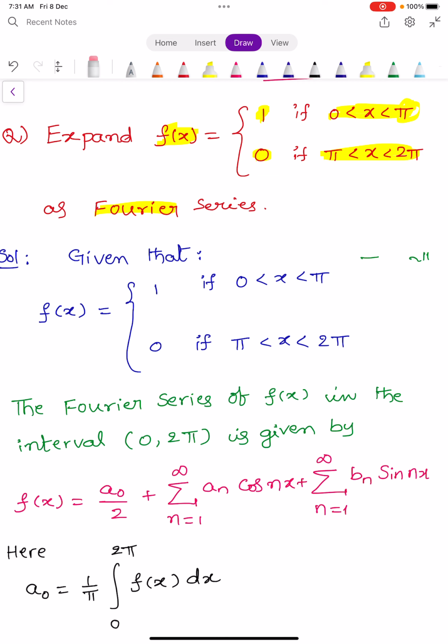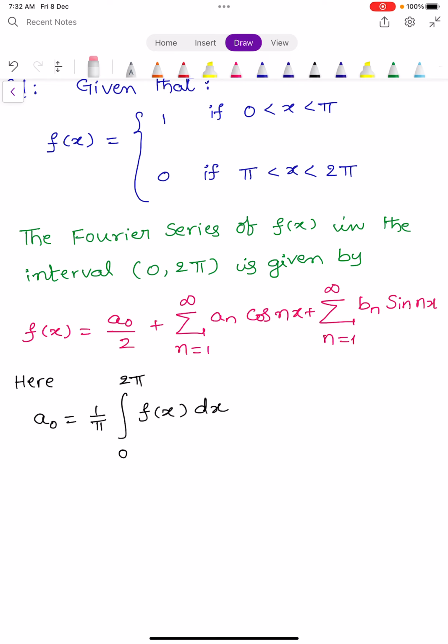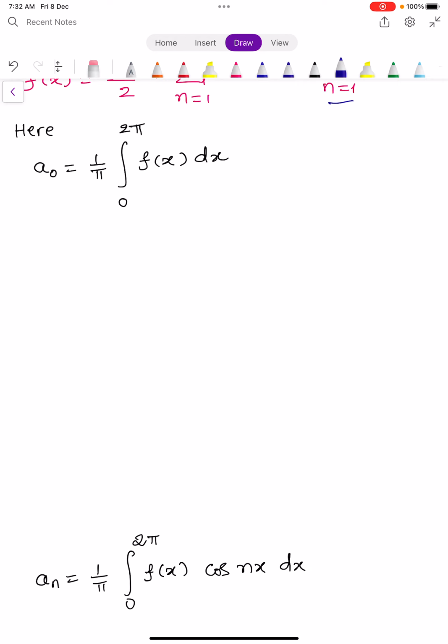In the initial stage, I write the given function: f of x is equal to 1 for 0 less than x less than pi, and 0 if pi less than x less than 2 pi. Now the Fourier series of f of x in the interval from 0 to 2 pi is given by this known formula: f of x is equal to a naught by 2 plus summation n is equal to 1 to infinity a n cos nx plus summation n is equal to 1 to infinity b n sin nx. Now a naught is equal to 1 by pi integral 0 to 2 pi f of x dx.